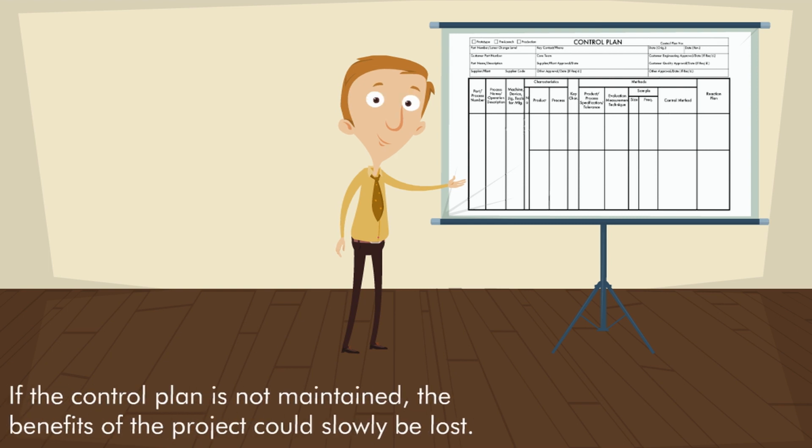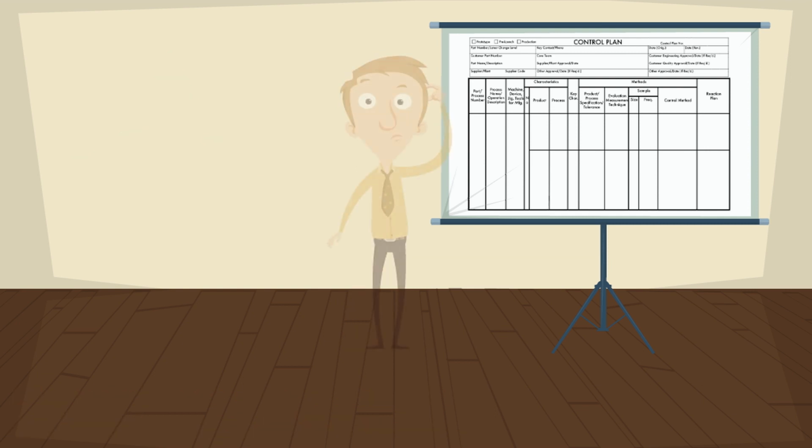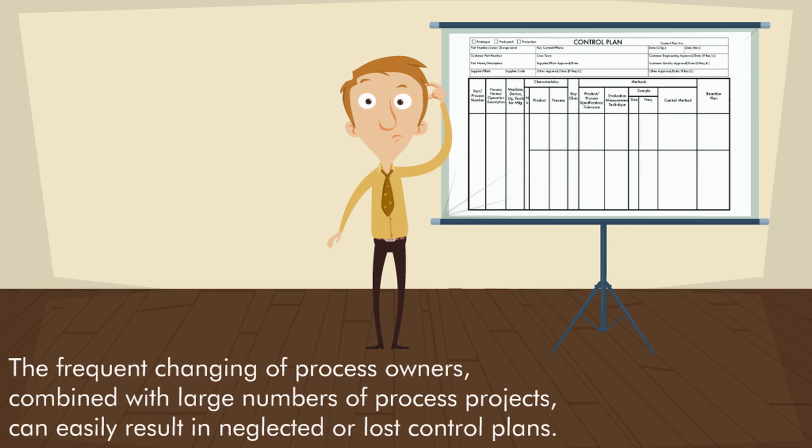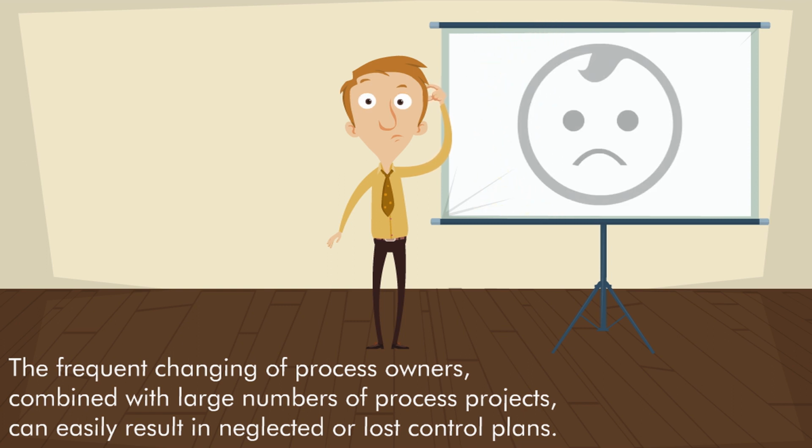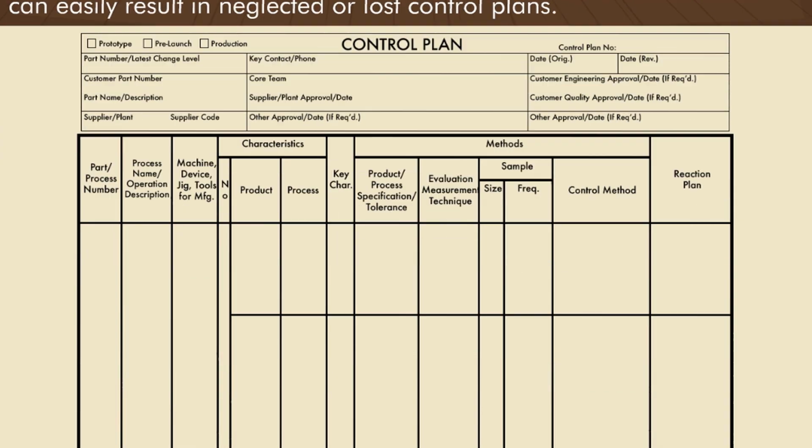If the control plan is not maintained, the benefits of the project could slowly be lost. The frequent changing of process owners, combined with large numbers of process projects, can easily result in neglected or lost control plans.